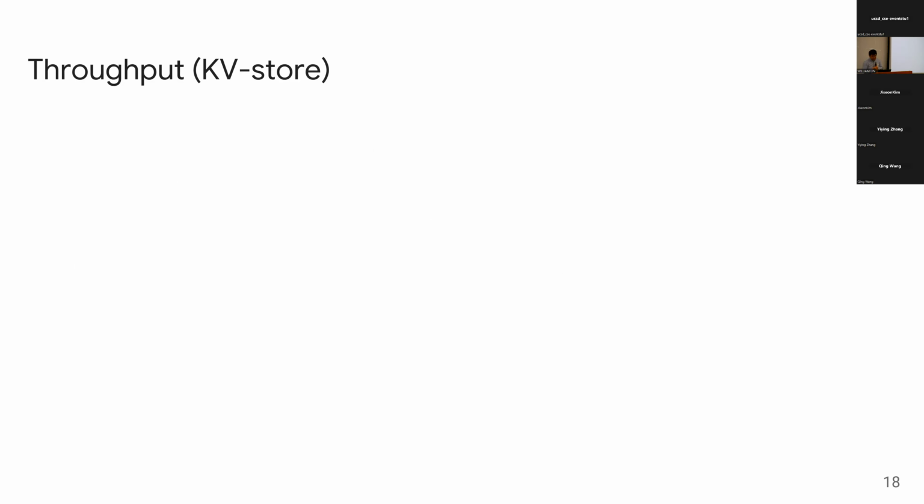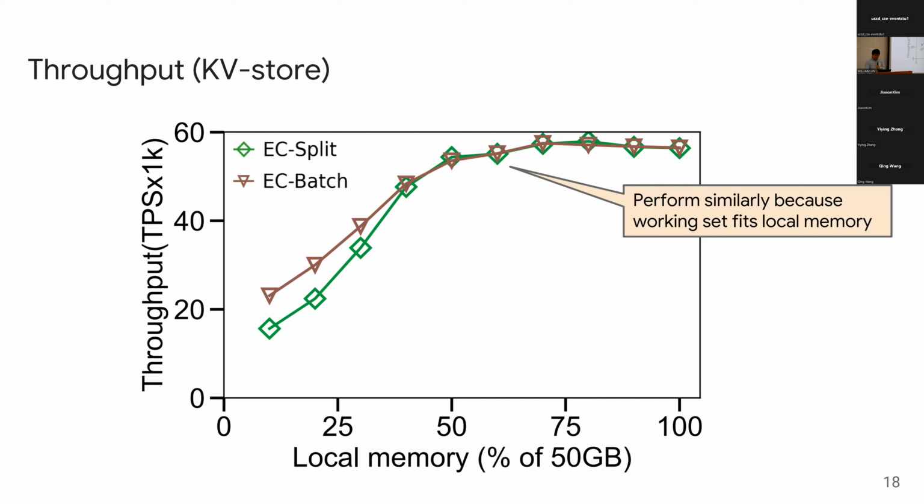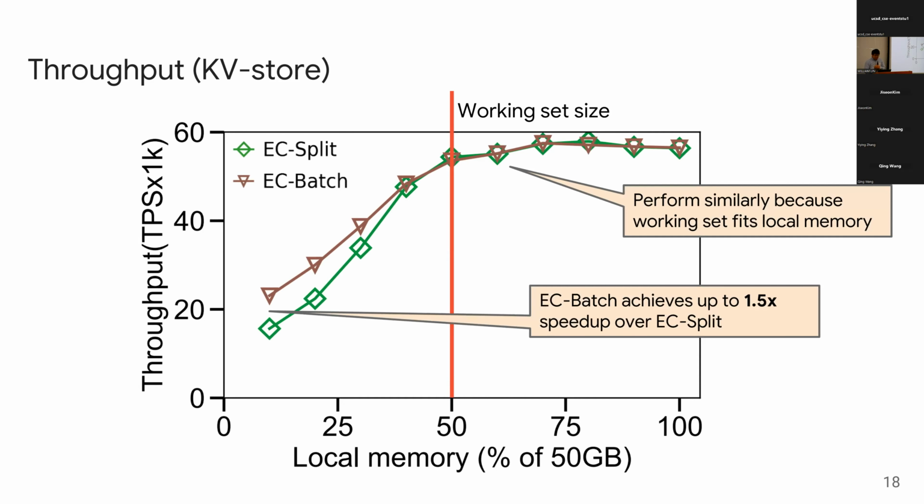We first look at the throughput of this transactional key value store. As shown in this figure, the x-axis varies the size of the local memory, and the y-axis shows the transaction throughput of EC split versus EC batch, both under Carbink's span-centric design. Both schemes' throughput increases as local memory increases. With higher local memory, the two perform similarly because the working set mostly fits into local memory, causing very few swaps. But with smaller local memory, our EC batch achieves up to 1.5x speedup over EC split due to fewer IO operations per swap.